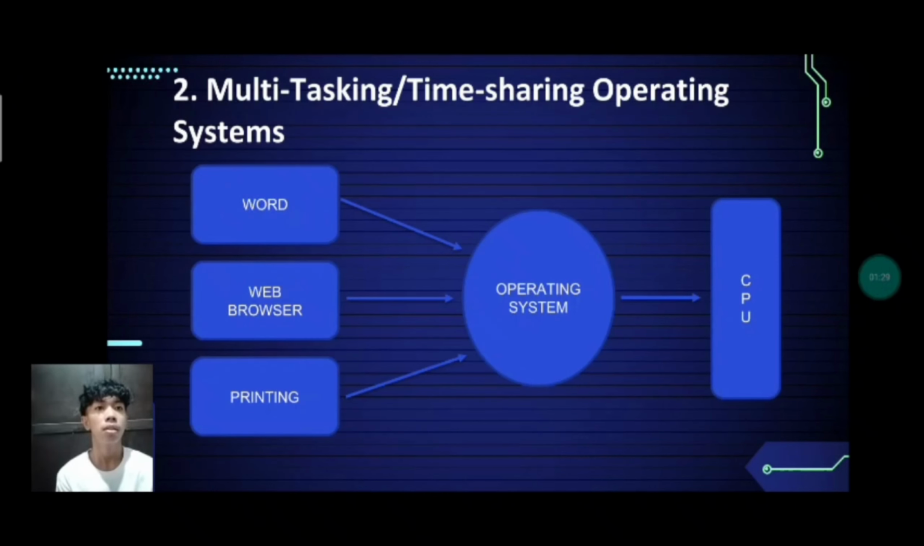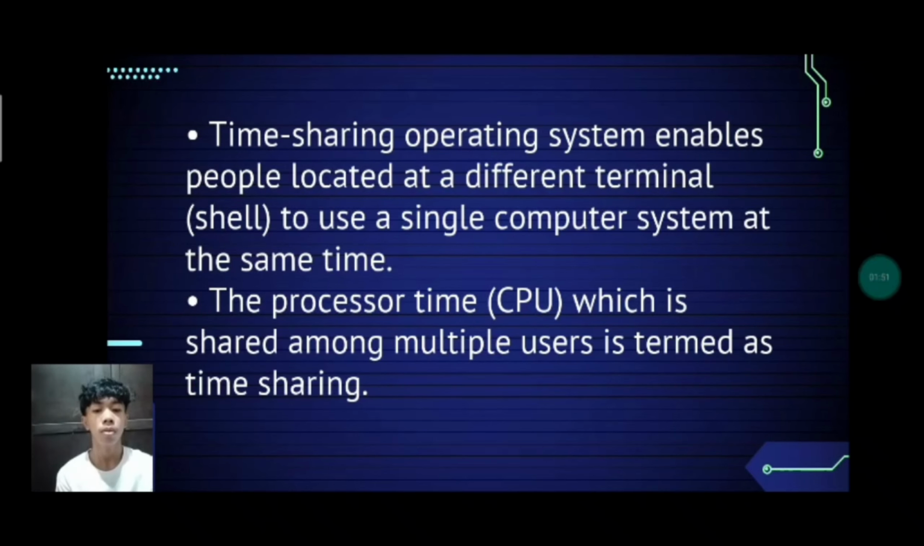Number 2. Multitasking time-sharing operating system. Multitasking time-sharing operating system is also known as time-sharing, an operating system capability that allows multiple programs or tasks to run concurrently on a single computer, with the CPU rapidly switching between them to give the appearance of simultaneous execution.